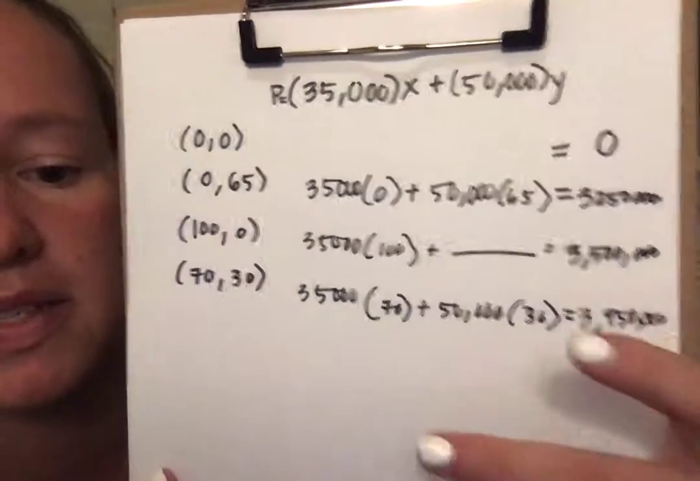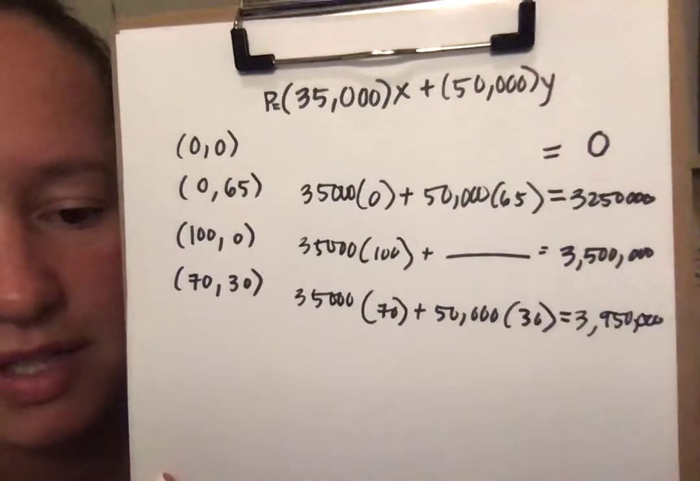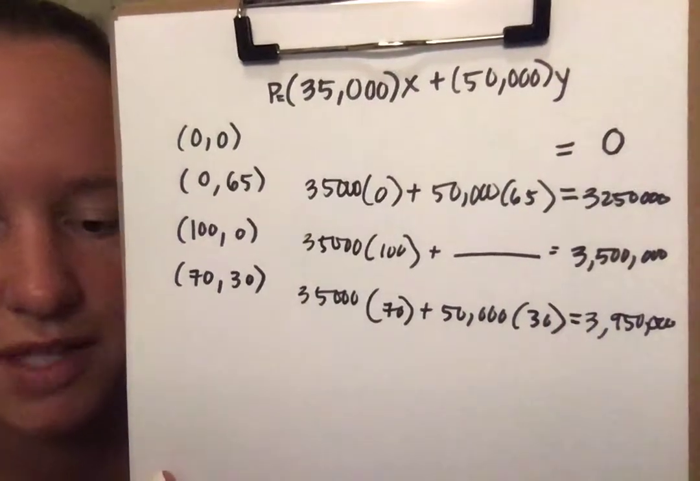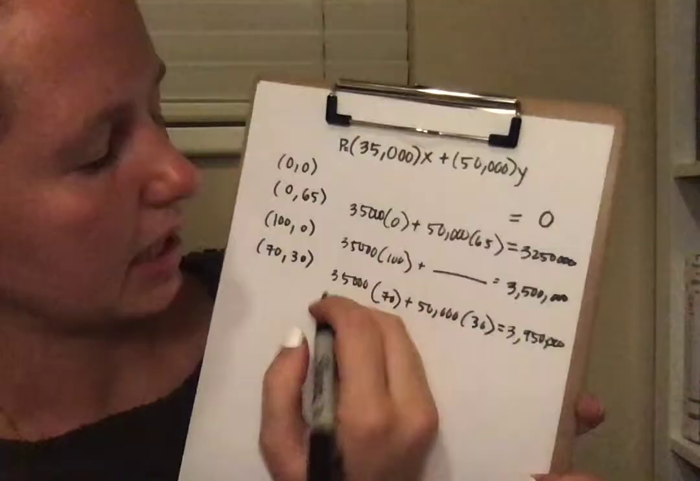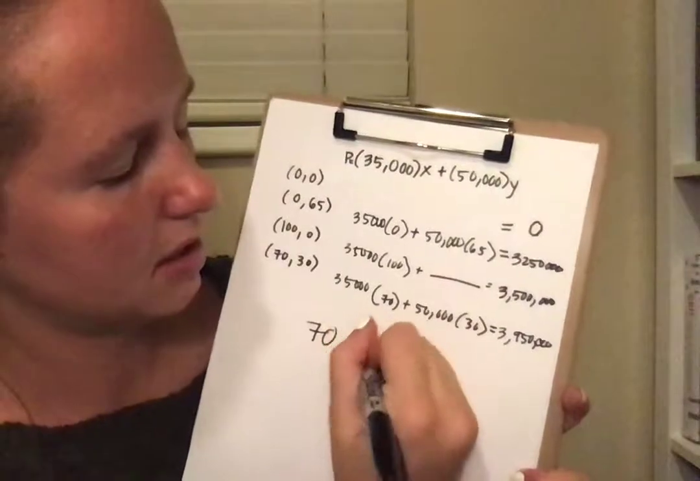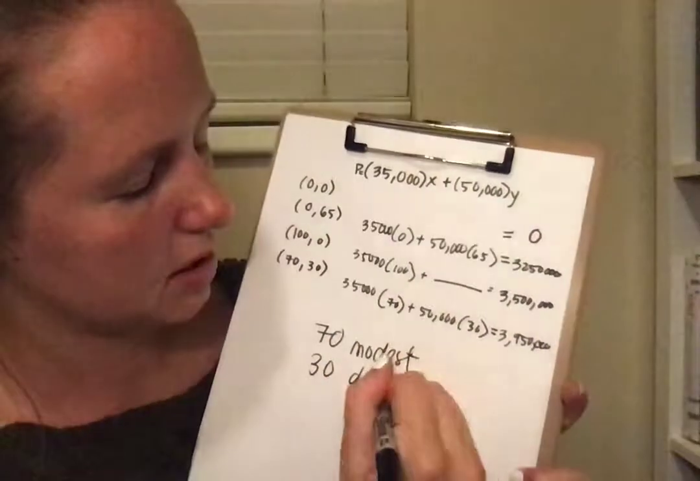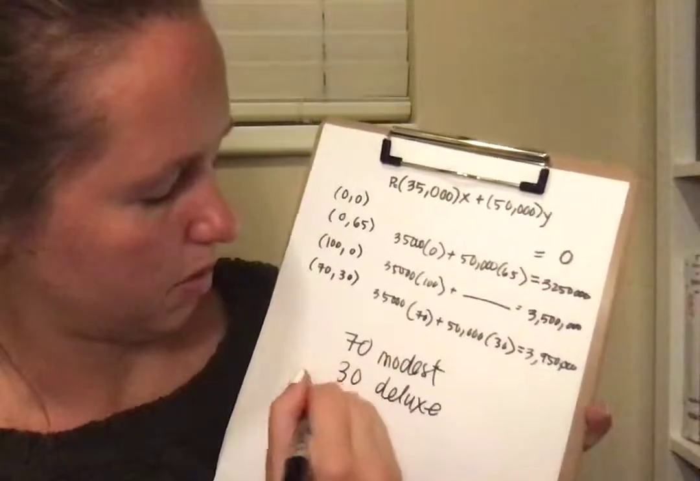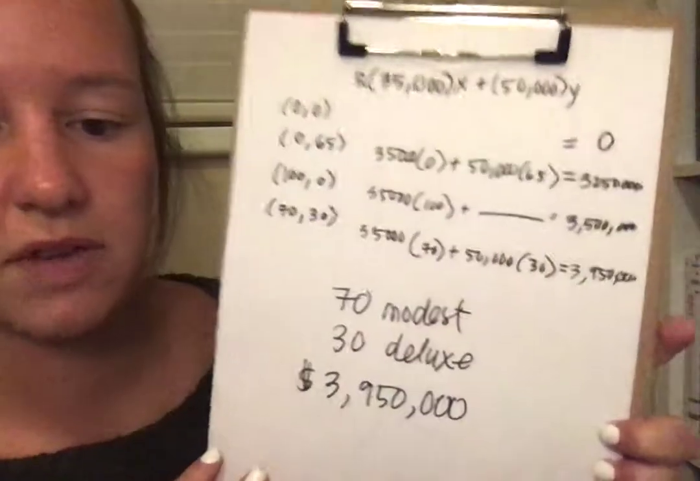Anyway, you can clearly see that this last one, the (70, 30) right here, 3,950,000, is the largest. That gives you the highest profit. So your answer, what you would say back to this builder guy, is that he should build 70 modest houses and 30 deluxe houses for a profit of $3,950,000.